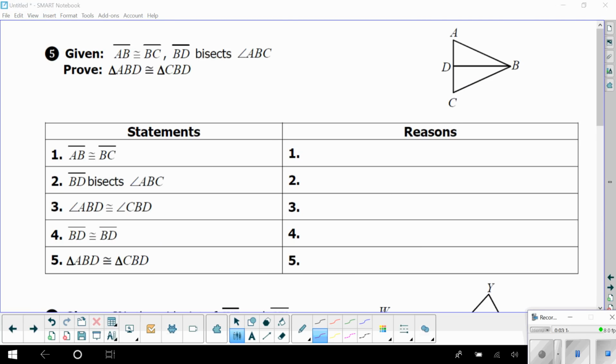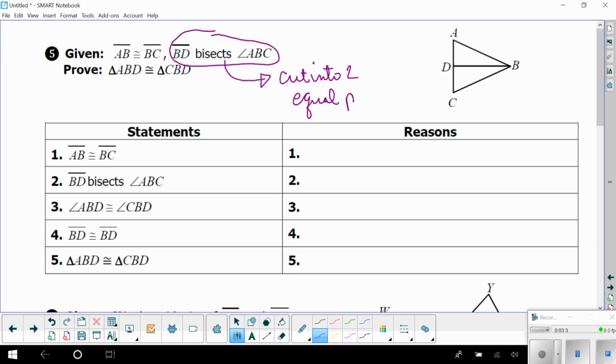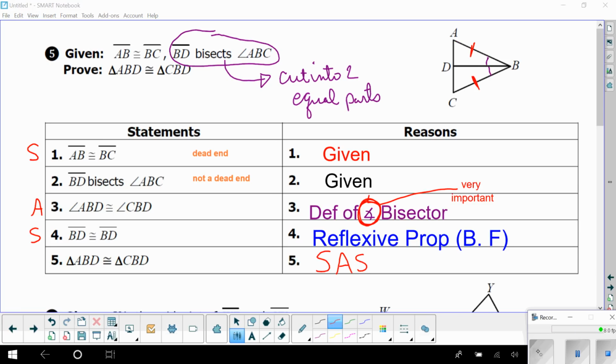So with 5, if you're looking at it, this right here bisects. Remember, bisect means cut into 2 equal parts. So if BD is bisecting angle ABC, that means that this right here is going to be congruent to this one. So this angle is congruent to this angle. Pause the video, you try this proof, and then check afterwards.